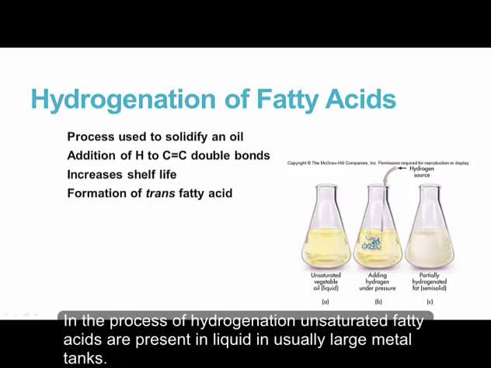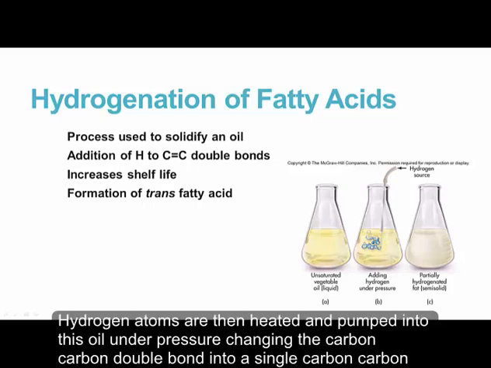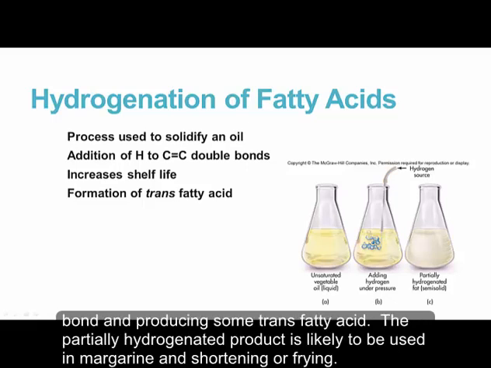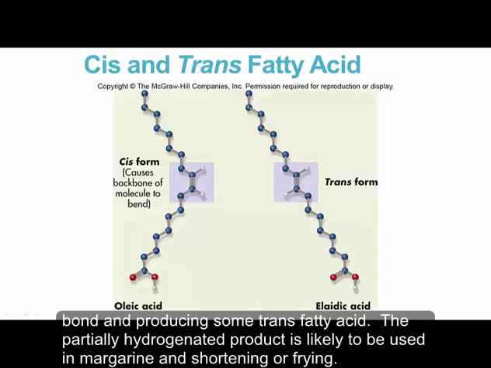So in the process of hydrogenation, unsaturated fatty acids are present in liquid, usually in large metal tanks. Hydrogen atoms are then heated and pumped into this oil under pressure, changing the carbon-carbon double bond into a single carbon-carbon bond and producing some trans fatty acids. The partially hydrogenated product is likely to be used in margarine, shortening, or frying.